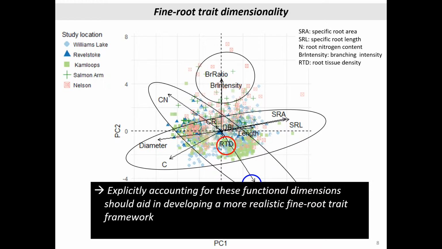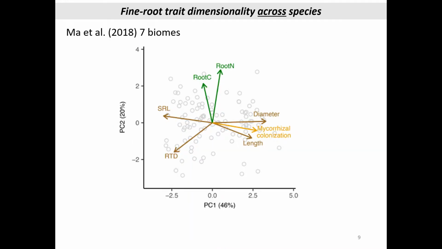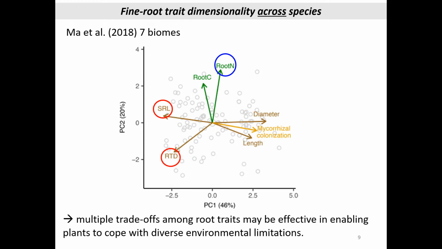The fact that root traits are dimensional was also demonstrated across species, and I'm showing you the results from the study of Ma et al. They also show that across 7 biomes, specific root length, root tissue density, and root nitrogen were quite independent. So that means that among and within species, multiple trade-offs among root traits may be effective in enabling plants to cope with diverse environmental limitations.